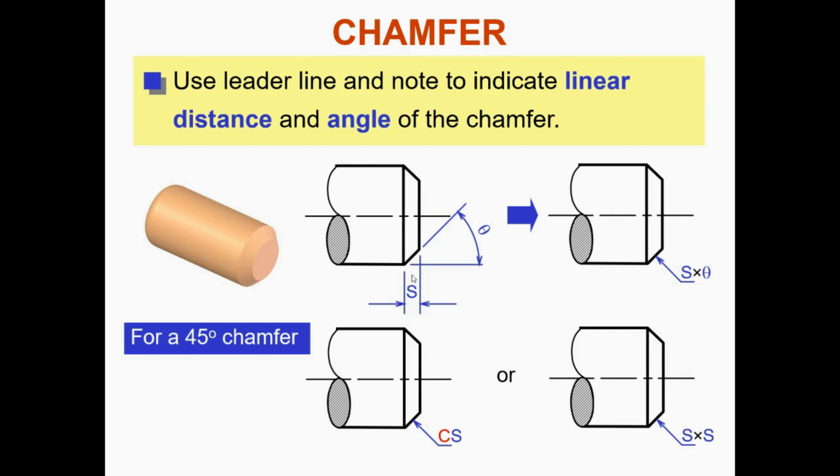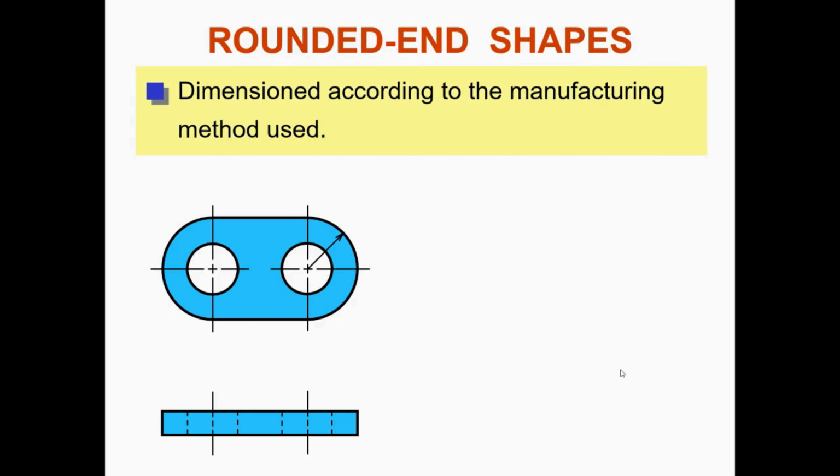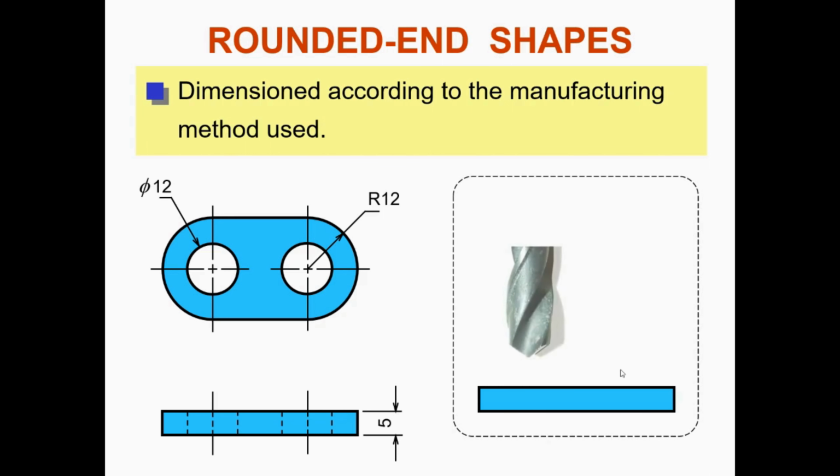We have this example here. This is the angle of the chamfer. Then we also have the size here. This tells us the size as well as the angle. And then for 45 degrees, this is the orientation. You can have it this way or that. Rounded end shapes are dimensioned according to the manufacturing method. Let's look at the examples as well as some common mistakes.